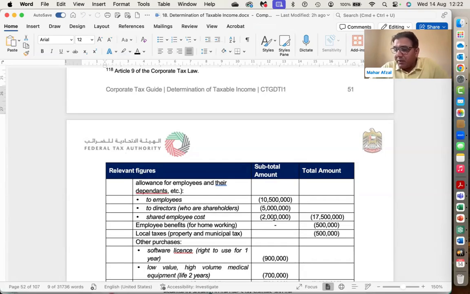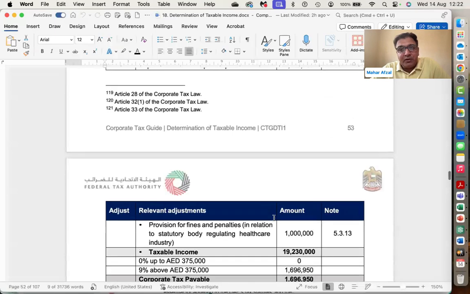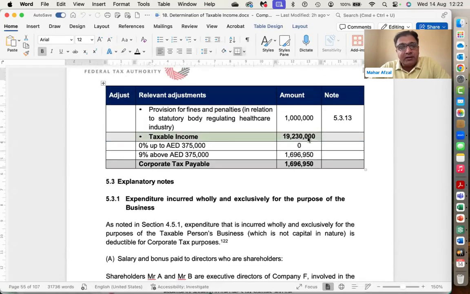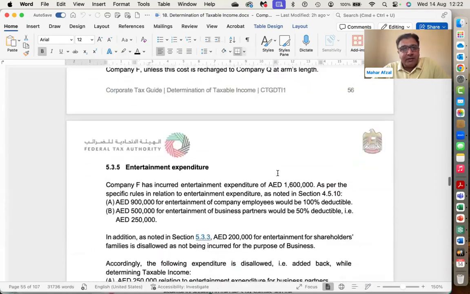So my answer is coming to 19,230. This is my taxable income. As we discussed, we make all adjustments. We have taken the accounting profits, made all the adjustments, and arrived at the taxable profits. Is there any carry forward tax losses? No, not given in this question. So up to 300, 0%, then 9%. This is your taxable income. I believe everybody will be clear on this. Quickly, we can jump to the next.